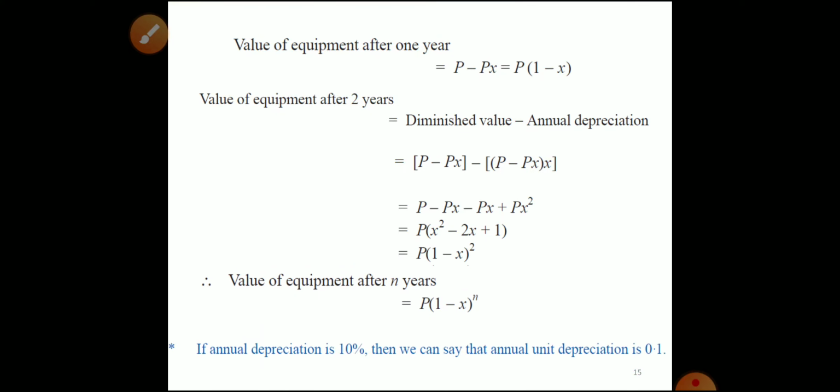If annual depreciation is 10%, then we can say that annual unit depreciation is 0.1. So this is important for calculation of the depreciation charges. We have to convert this 10% annual depreciation in terms of annual unit depreciation by dividing by 100.